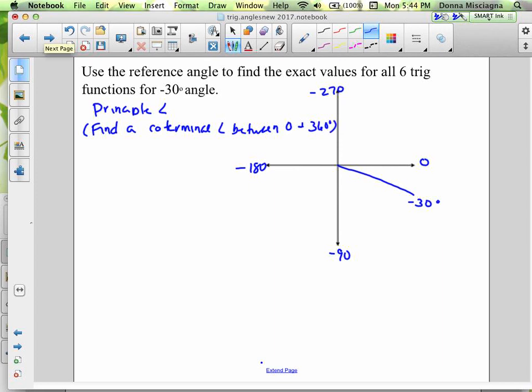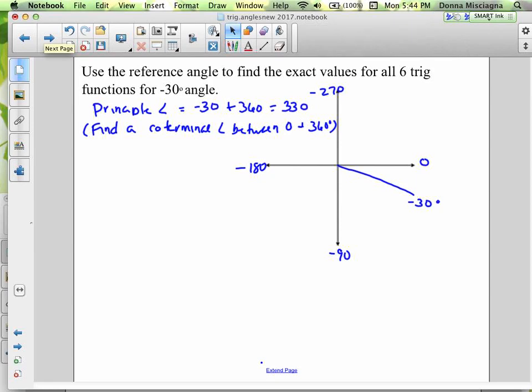So -30 is not between 0 and 360. So our principal angle is going to be -30 plus 360, right? Because our coterminal angles are 360 degrees apart. We can find more by simply adding or subtracting 360. So that's going to be positive 330. So let's graph our angle here. A -30 degree angle is the same as a positive 330 degree angle.